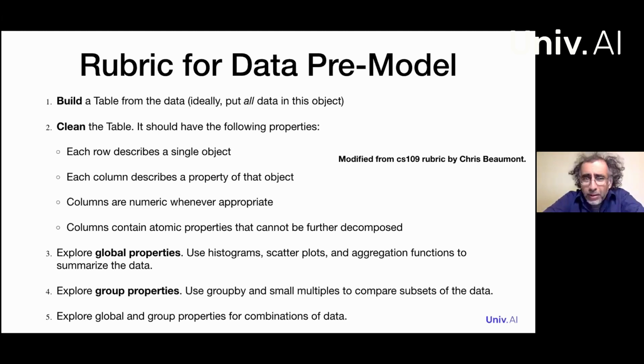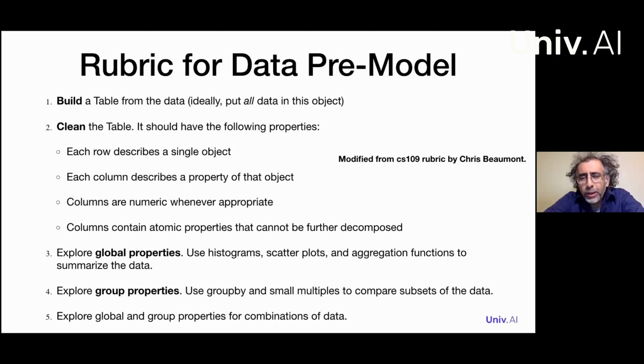Then there's a second thing. You need to clean the table. And this can involve lots of different things. This is what we were talking about in the Q&A. It can be terribly complicated, and you will spend a good amount of your time on this part. So what you want is that each row should describe a single object, a single observation, or a single data point. Each column should describe a property of that, the price of that or the quality of that item. Whenever it's appropriate, the column should be numeric, right? Like things like prices.